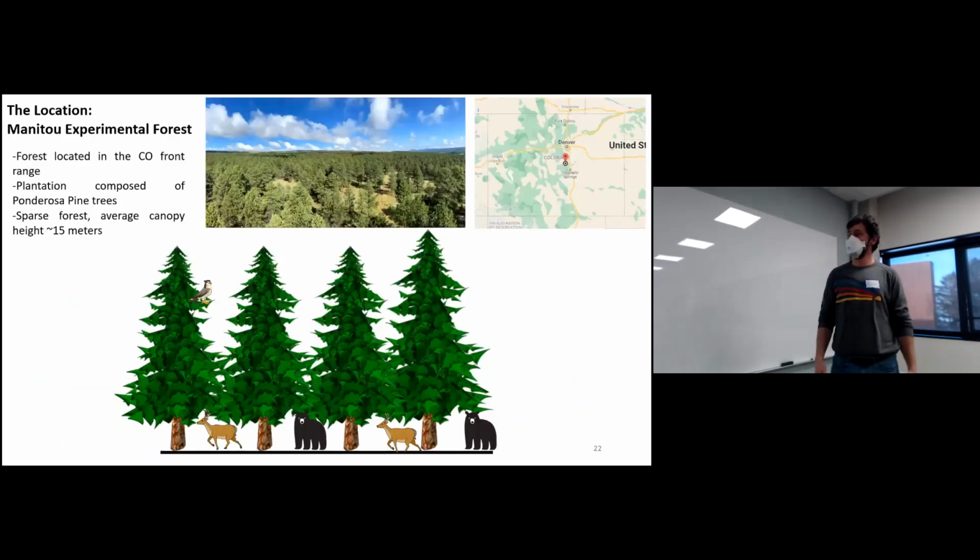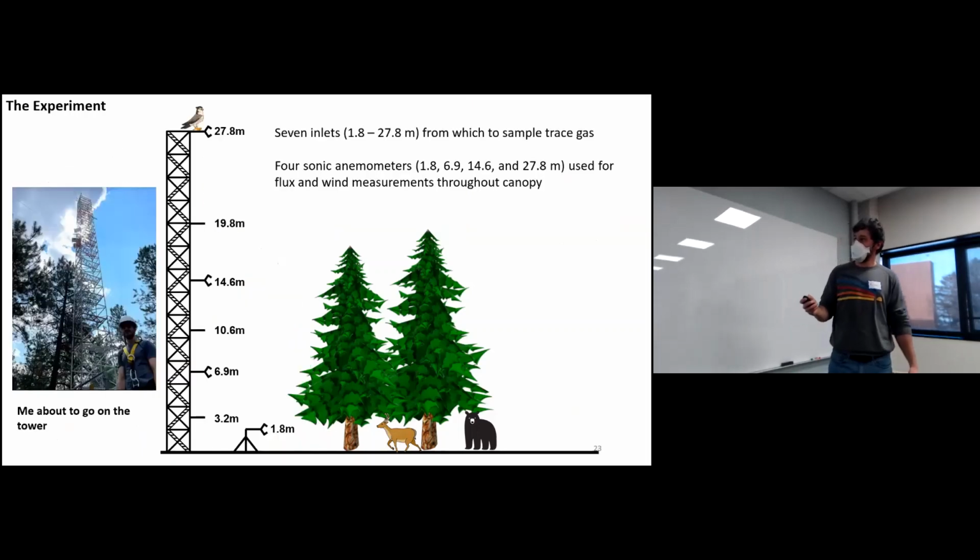So the location that we made this measurement was the Manitou Experimental Forest in Colorado, outside of Colorado Springs. It's a plantation that's all ponderosa pine trees with some shrubs, and it's a sparse forest, and its canopy height is about 15 meters.